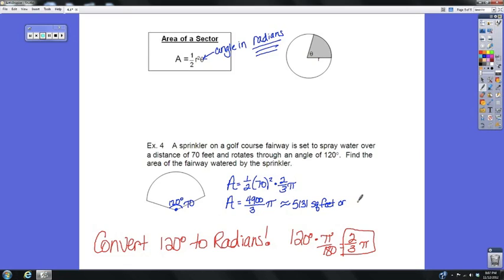Or you can tell me 5,131 feet squared, but it is important that you put your labels on there, that you say square feet or feet squared, because it is area. So don't just put feet, you got to put square feet or feet squared. And that wraps it up for 4-1.